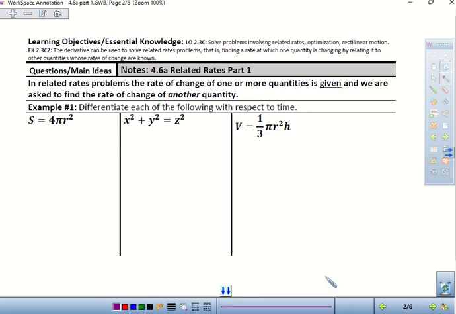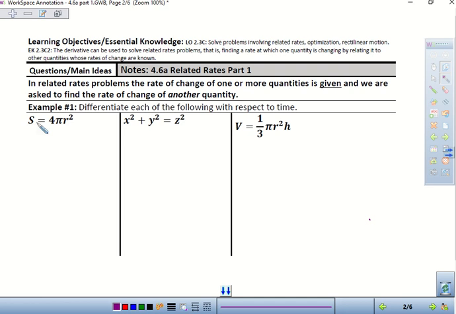So step 1 is we're just going to practice because in related rates problems, the rate of change of one or more quantities is given, and we're asked to find the rate of change of another quantity. So that's going to be our goal when we do related rates problems. So step 1 is we're going to have to be able to differentiate any function in terms of t, so in terms of time.